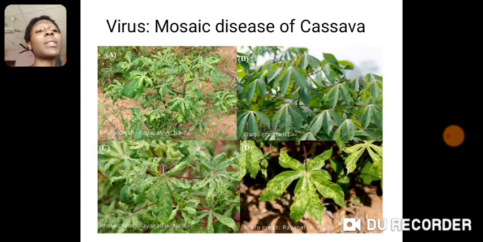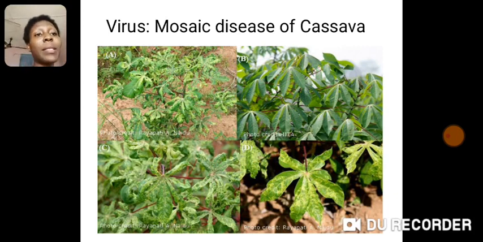Now this one is mosaic disease of cassava, caused by a virus. So the causal agent is a virus. By the top left hand corner, that's the B. Look at the B.